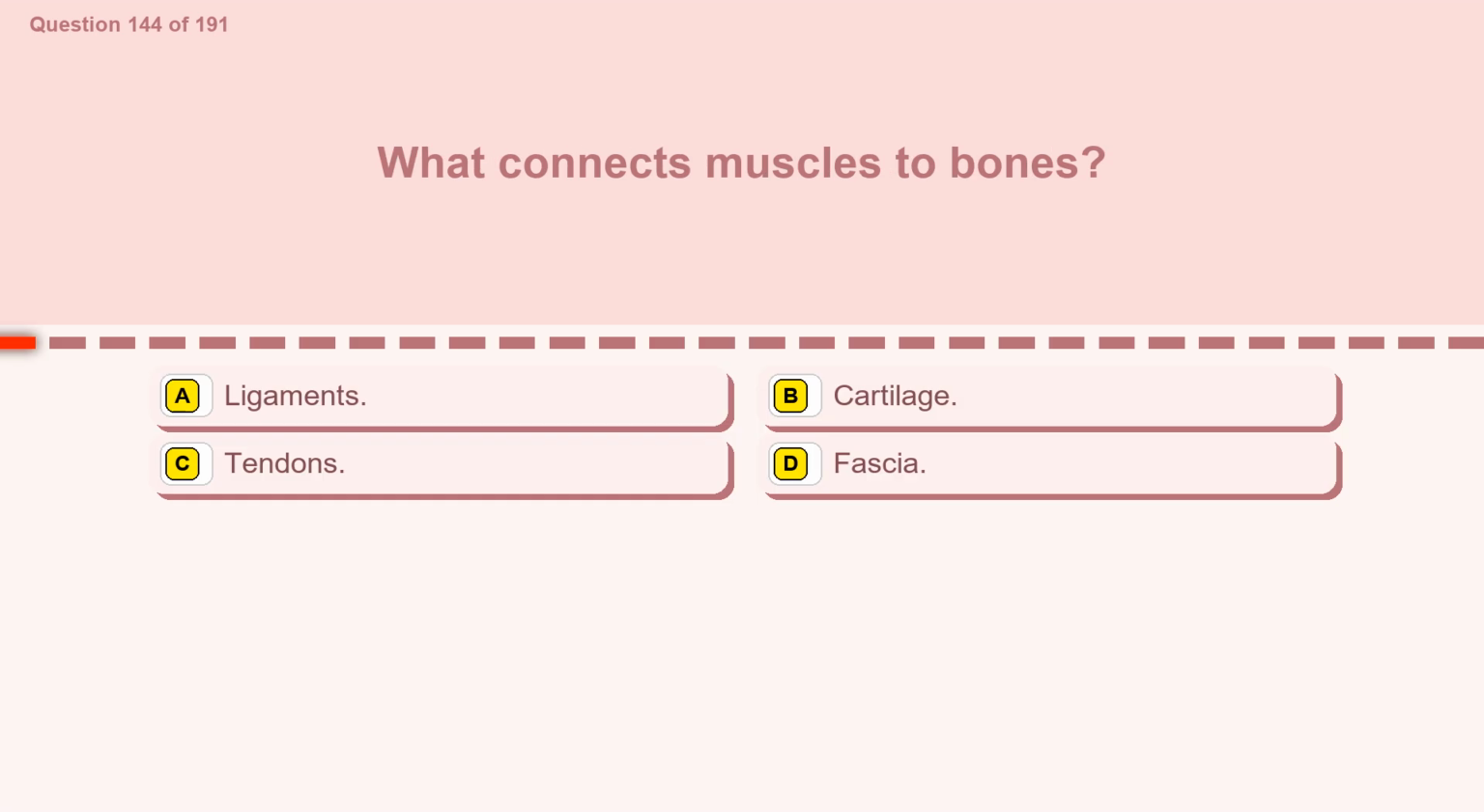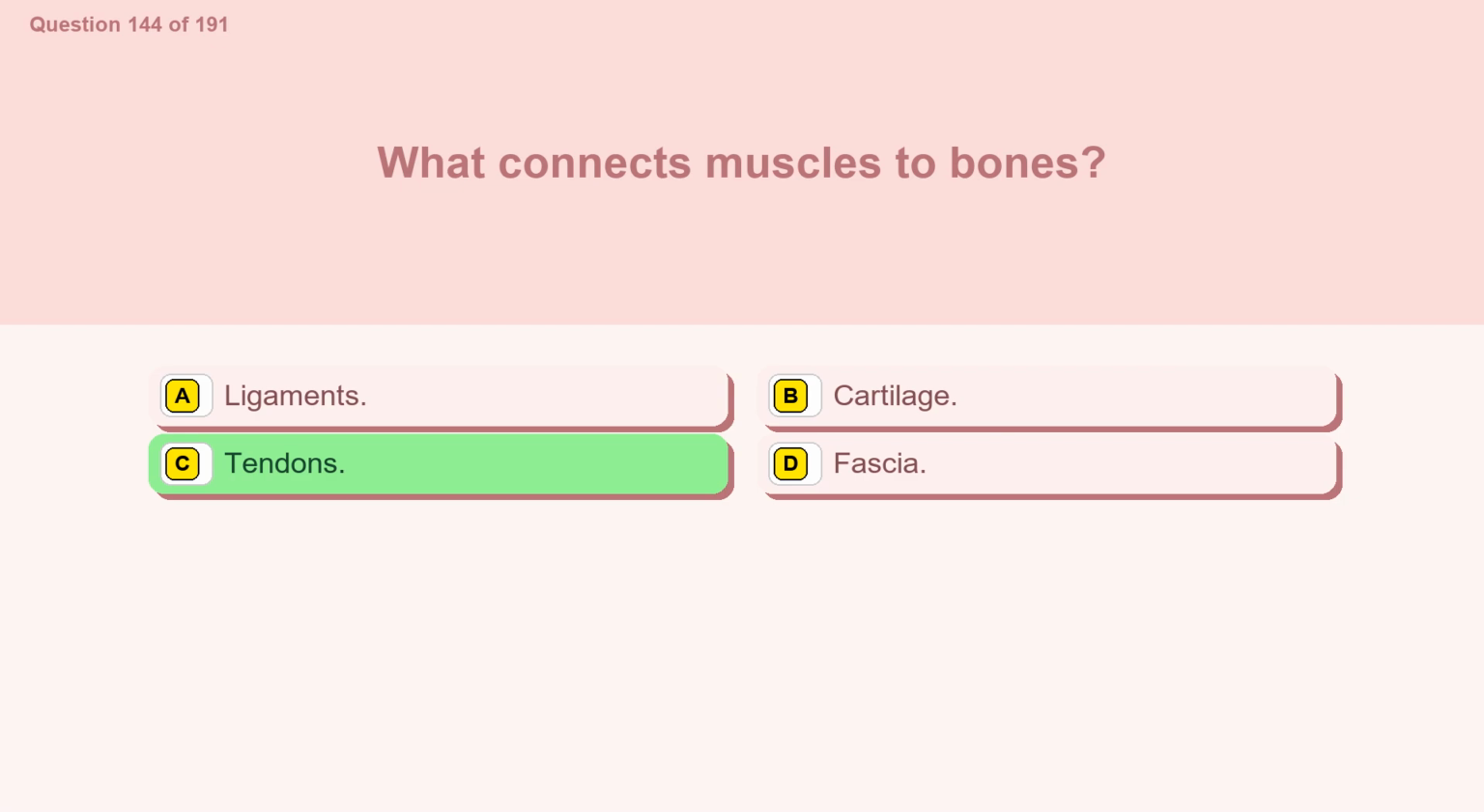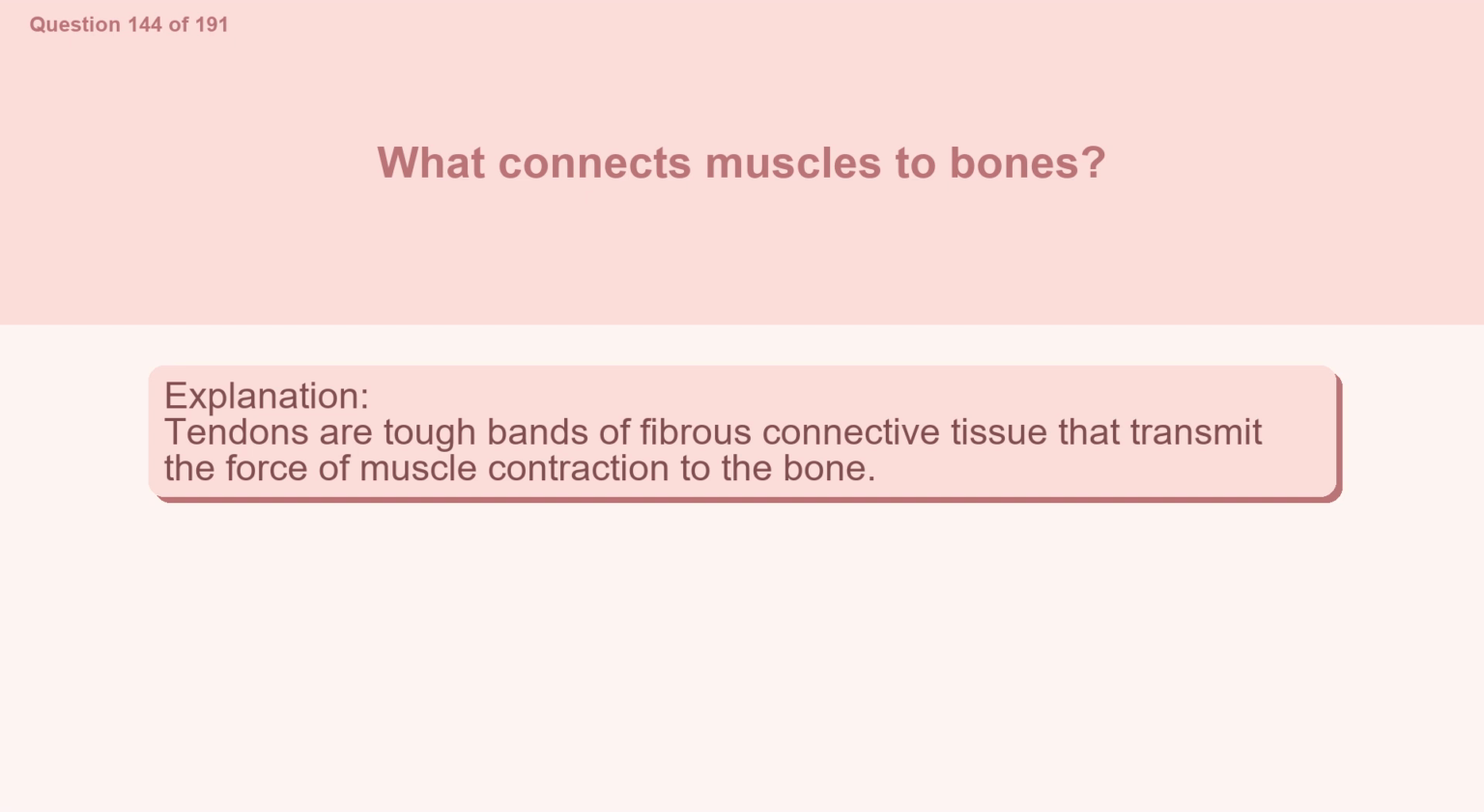Question 144. What connects muscles to bones? Option A. Ligaments. Option B. Cartilage. Option C. Tendons. Option D. Fascia. The correct answer is option C. Tendons. Tendons are tough bands of fibrous connective tissue that transmit the force of muscle contraction to the bone.